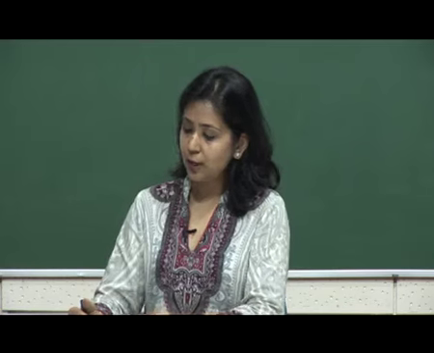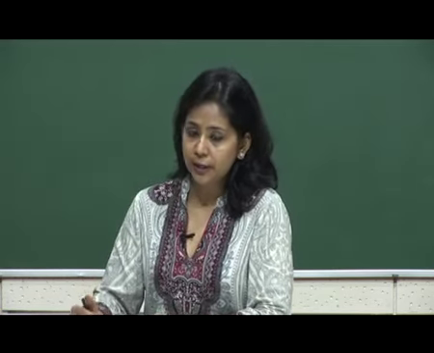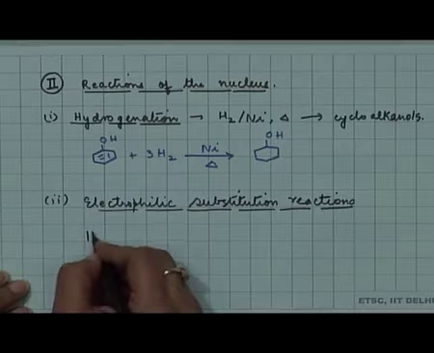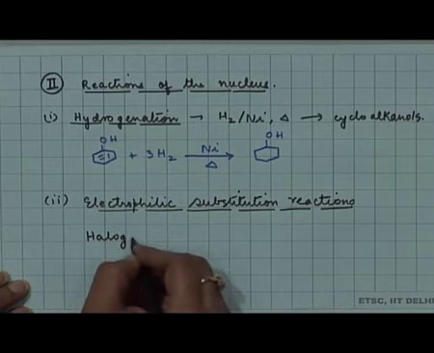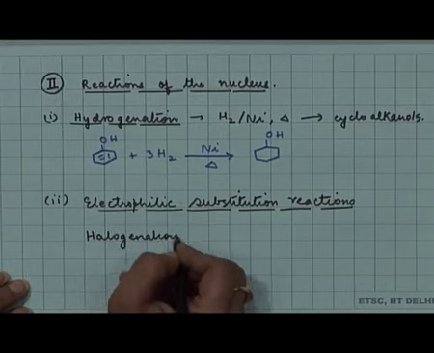So, what happens is that your hydroxyl group activates the benzene ring, and because it activates the benzene ring, the relative reactivity of the phenolic aryl core towards the electrophilic substitution is much more as compared to the unsubstituted one, which is a simple benzene. So, let us see one by one what happens with the different electrophilic substitution reactions. Halogenation as the first one.